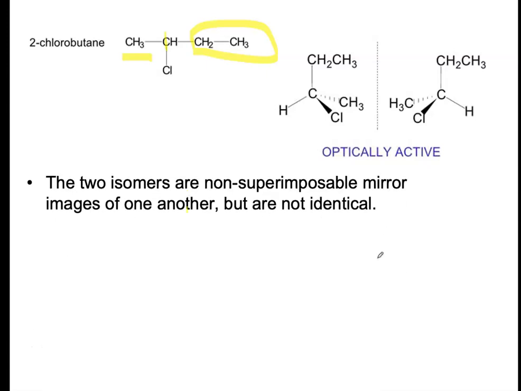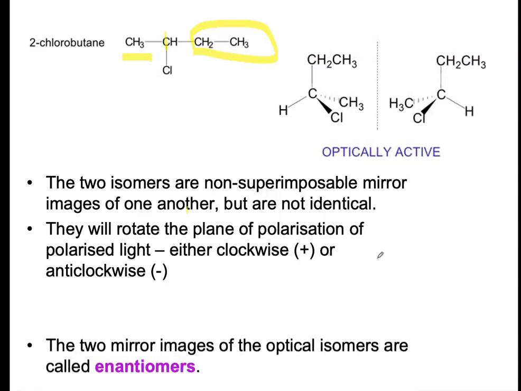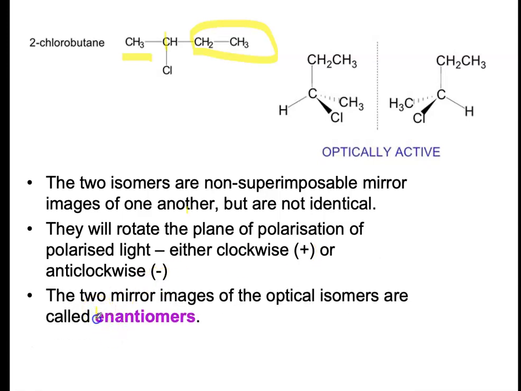The 2 isomers we say are non-superimposable, and they are mirror images of each other, and those mirror images are not identical. They will rotate the plane of polarization of polarized light. It's easier to say they will rotate plane polarized light in opposite directions, clockwise or anticlockwise. The name given to the 2 isomers is enantiomers, and here is a keyword for you: 2 mirror images of the optical isomers are called enantiomers. You don't need to know beyond this for A level.